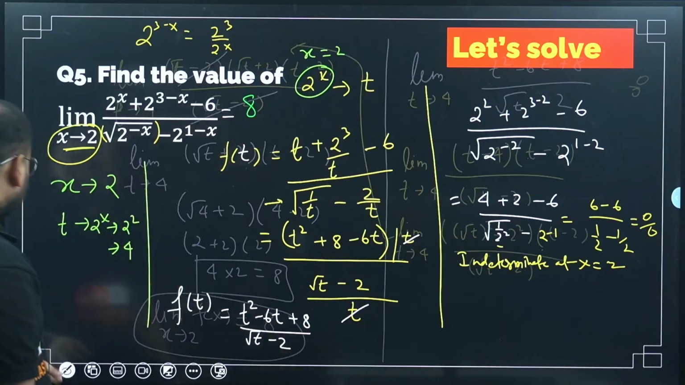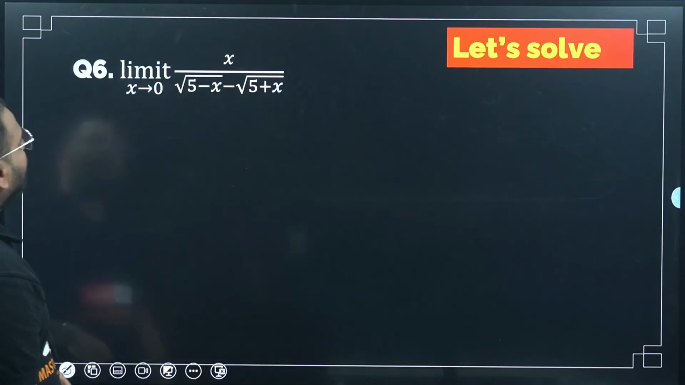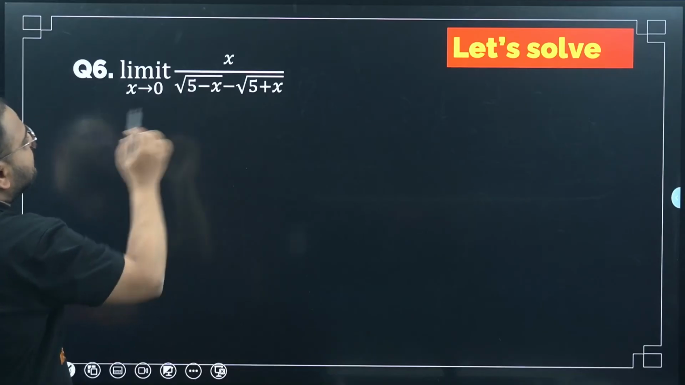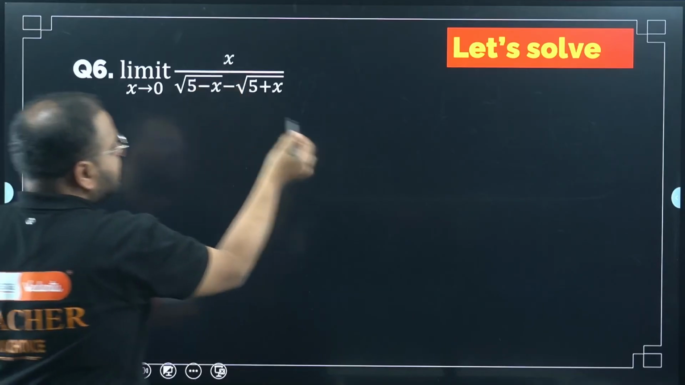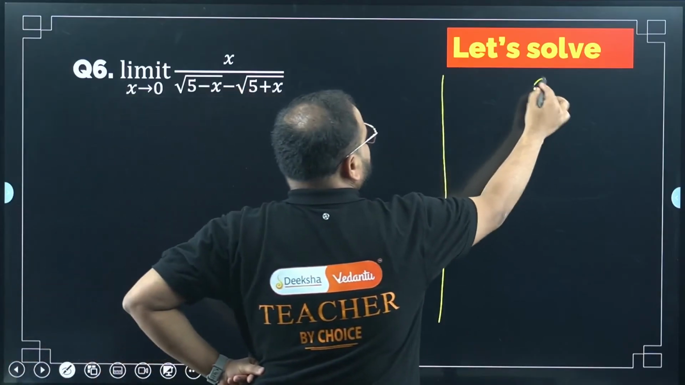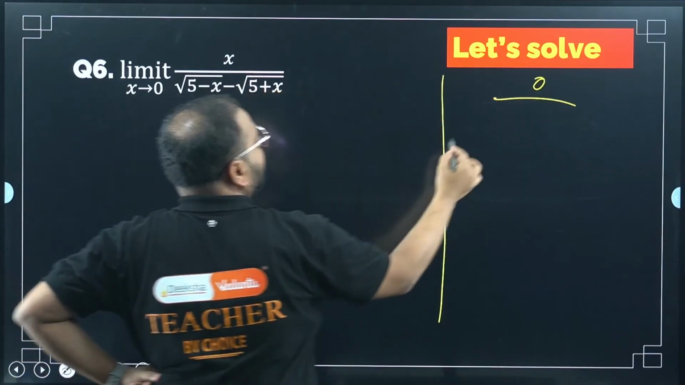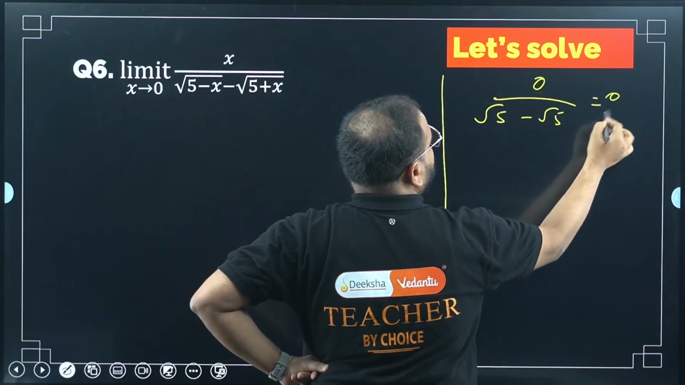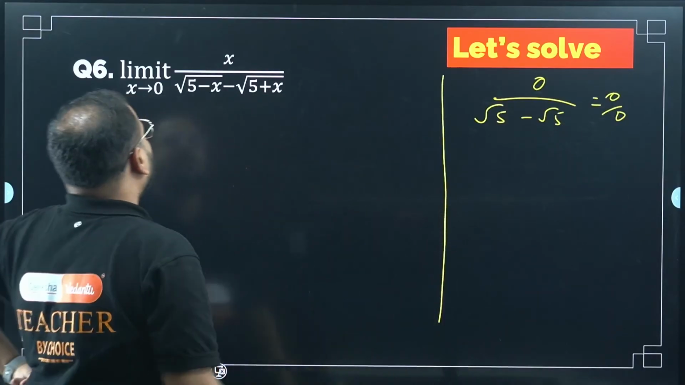Moving on to the next question. So if I put x right now, what will happen? This will become 0. Correct. Let's check right now. If I put x here, this will become 0. The numerator is 0. The denominator will become what? Root 5 minus root 5, again 0 by 0. So an indeterminate form exists.